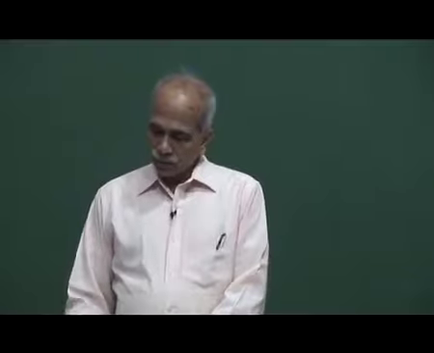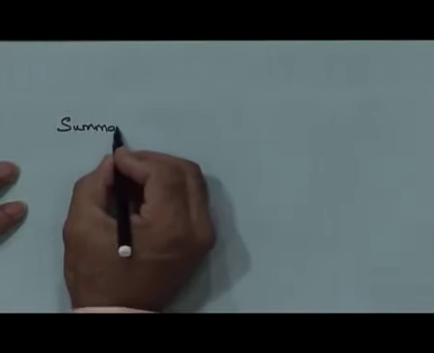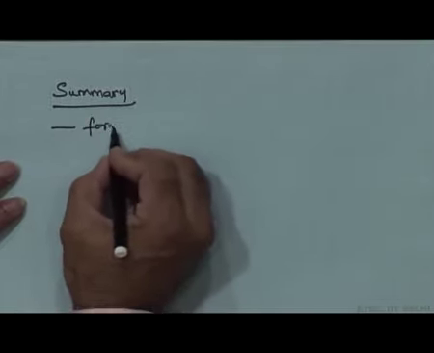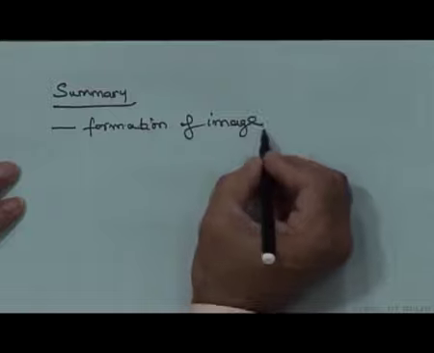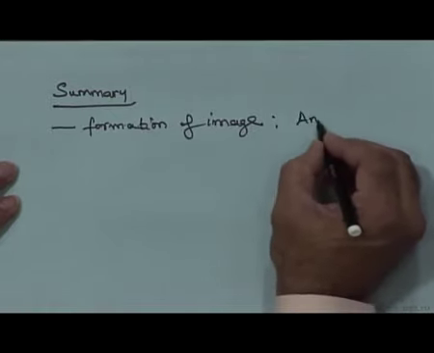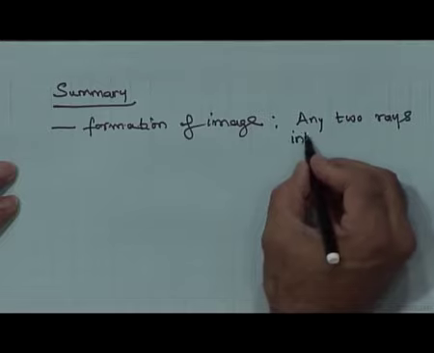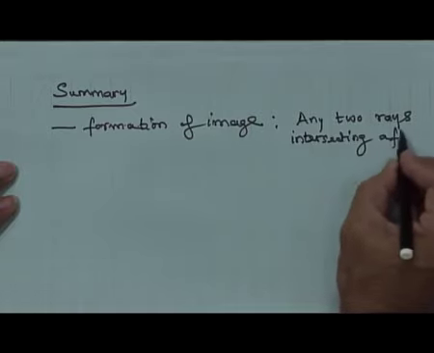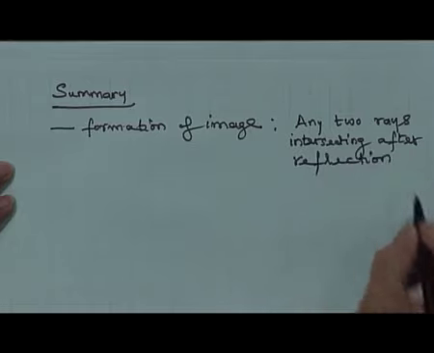So, to summarize what we have discussed today: first, for the formation of an image, we need any two rays intersecting after reflection. That will give us the point.